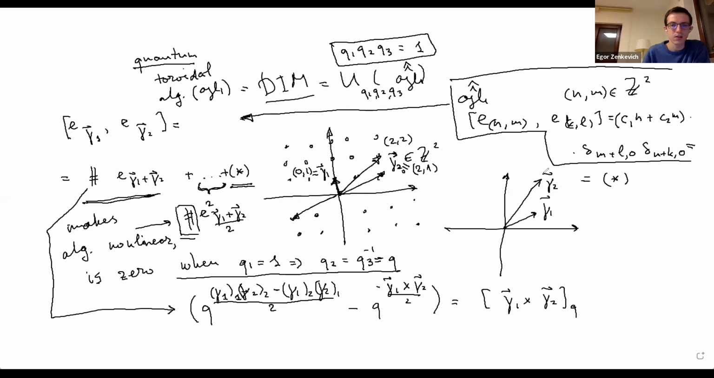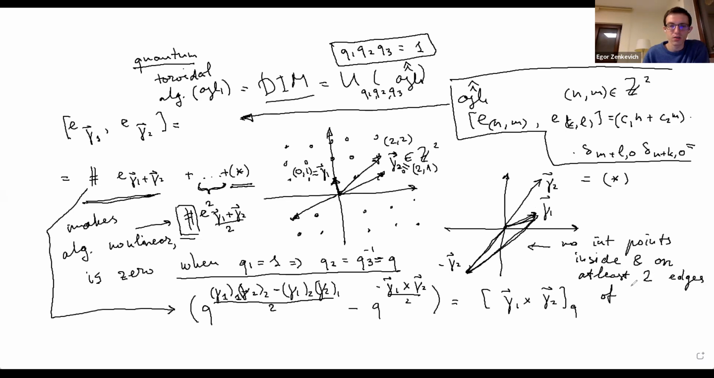that if I consider minus gamma 2 and consider a triangle here, this triangle, then the commutation relation is known when there are no integer points inside this triangle and on at least 2 edges of the triangle. And in this case, the commutation relations will be written using a certain generating function.